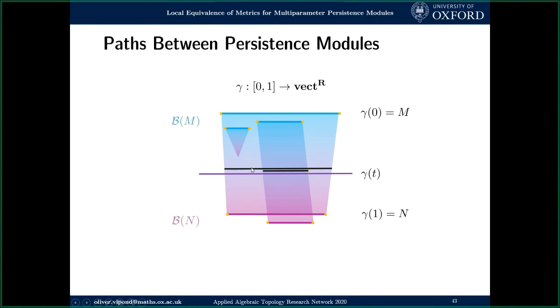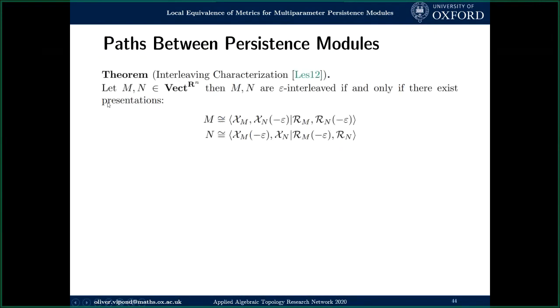Or if you prefer, if you think about the persistence diagram, you can just think about moving points of the persistence diagram to create a path of barcodes which is continuous in the bottleneck distance. Now this notion of moving endpoints actually generalizes to multi-parameter modules. So Mike Lesnick showed in his thesis that you can actually characterize interleavings by presentations.